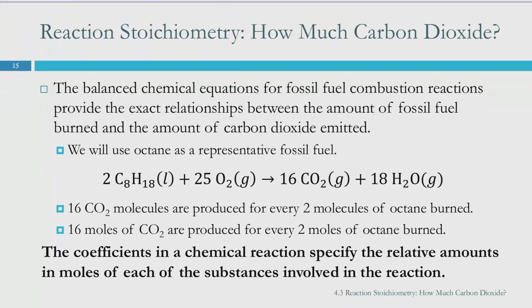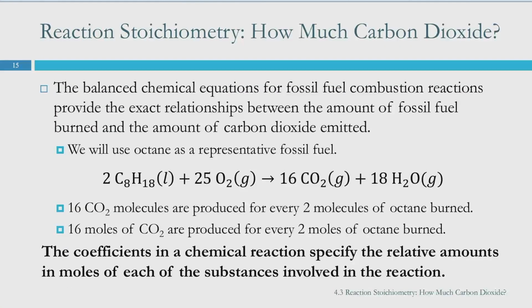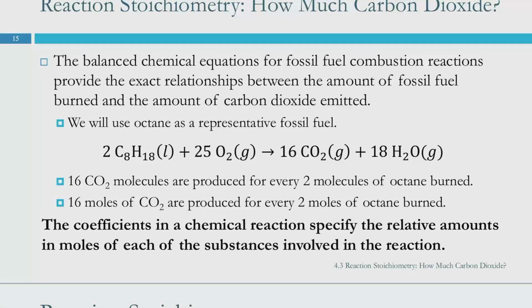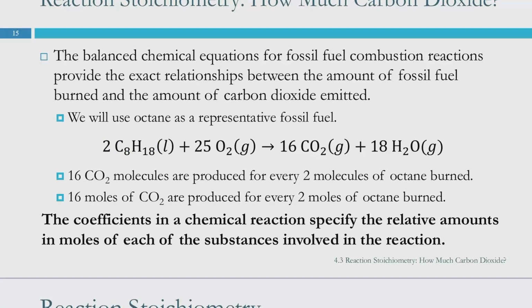All right, going back to our carbon dioxide question. The balanced chemical equation for fossil fuel combustion requires that we have the exact relationship between the amount of fossil fuel burned and the amount of carbon dioxide emitted. We're going to use octane as our representative fossil fuel. Octane is one of the main ingredients in gasoline. The balanced chemical equation for octane is here. You would be able to come up with this by yourself if we had octane. You could also just draw out octane and come up with its chemical structure or its chemical formula from that.